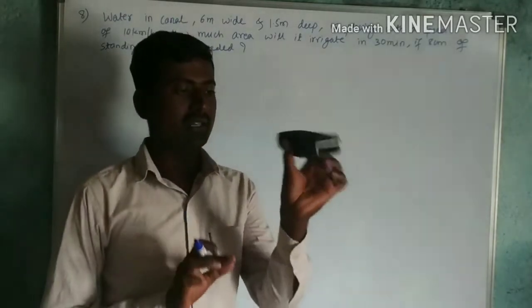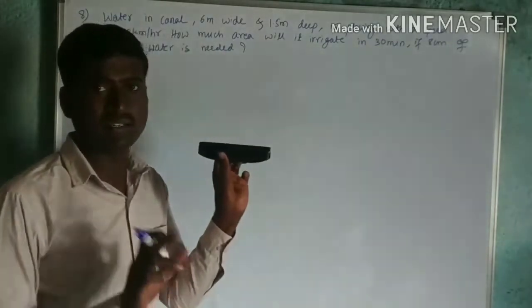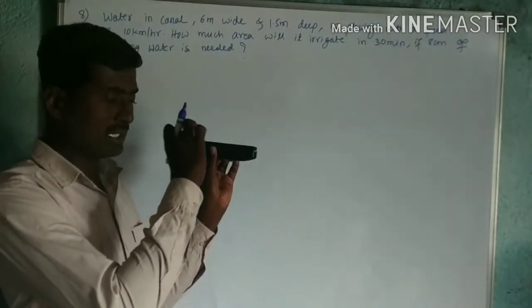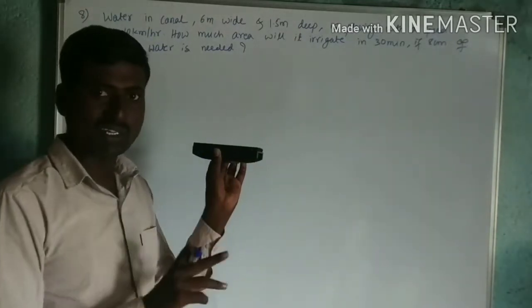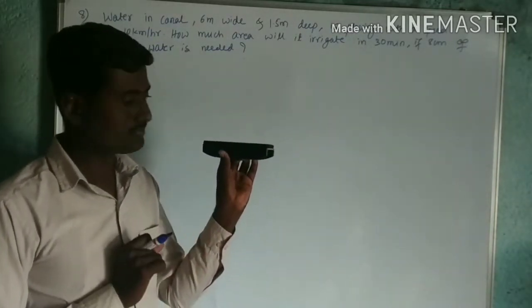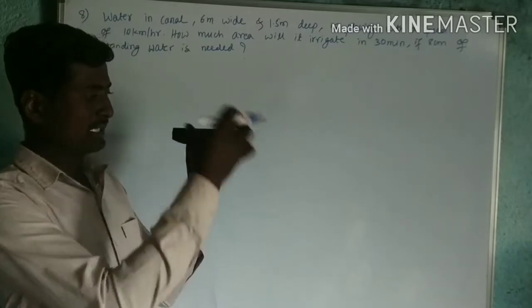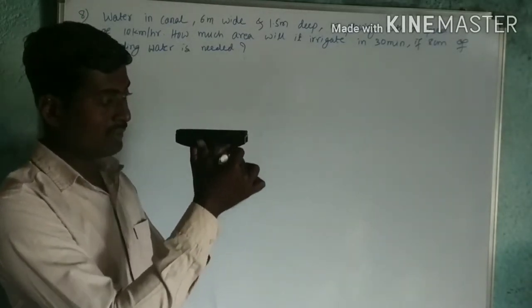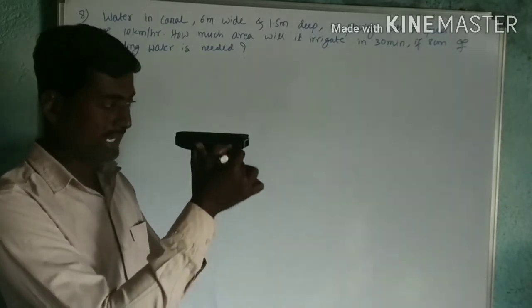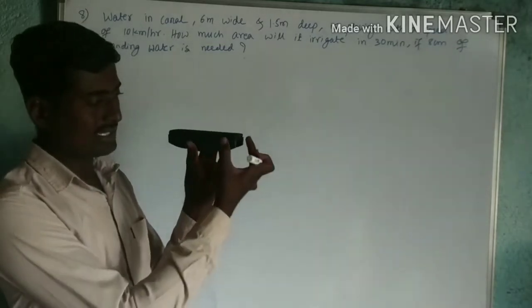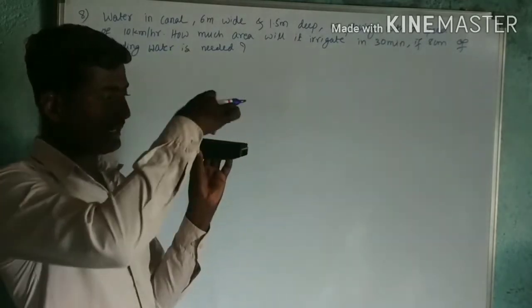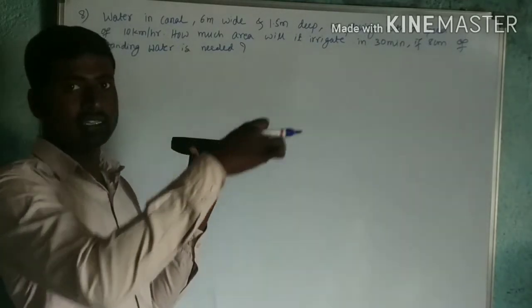Let us assume that this is a canal. The canal is in the shape of a cuboid. The water is flowing through the canal, so the shape of that water I can take as a cuboid. See here, the water is flowing through this canal. Here is the height of the canal, this is the breadth of the canal, and here is the length of the canal.